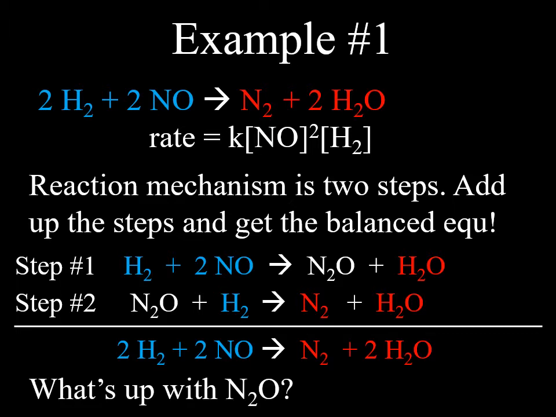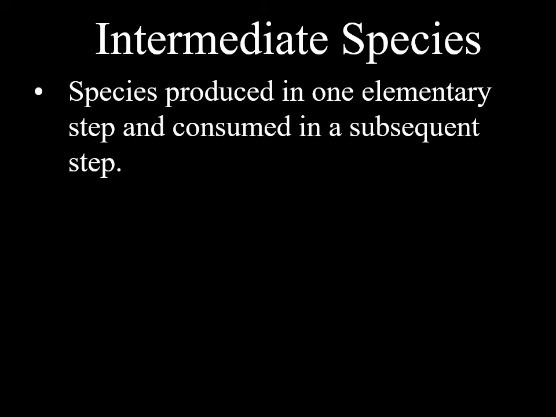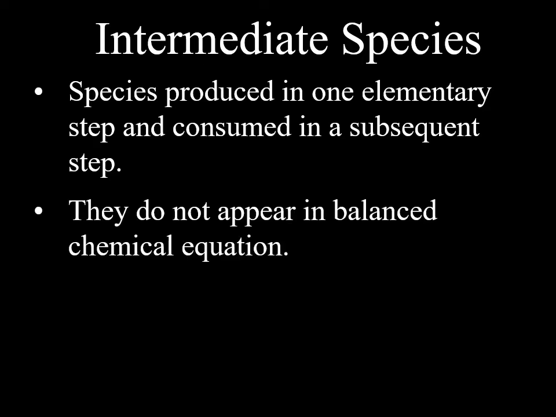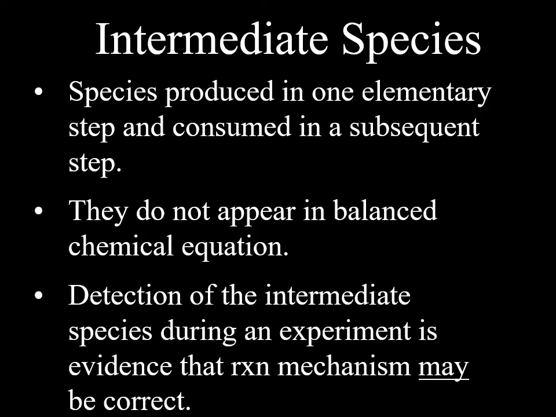What's up with that? It's called an intermediate species: a species produced in one elementary step and consumed in a subsequent step. Intermediate species do not appear in the balanced chemical equation, like the N2O just canceled out. The detection of an intermediate species during an experiment is evidence that the reaction mechanism may be correct.